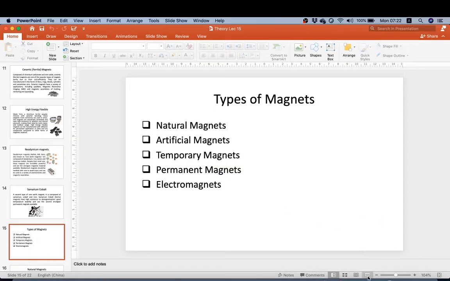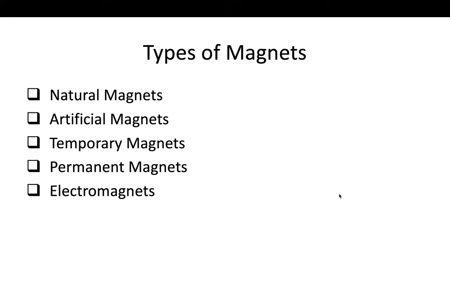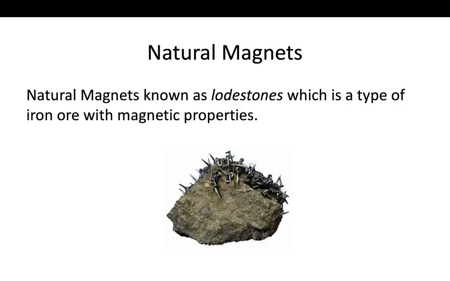Assalamu alaikum, this is our third part, and in this we will cover the types of magnets. So let's see one by one. Natural magnets, known as lodestones, are a type of iron ore with magnetic properties.